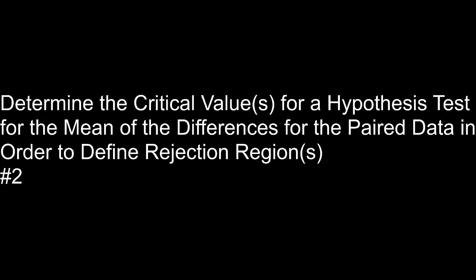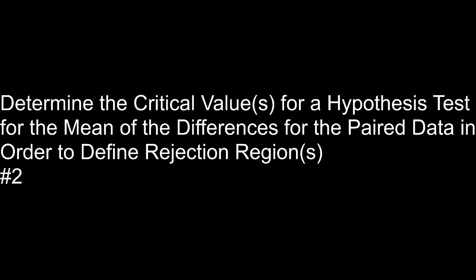This video is on the objective: determine the critical value, or critical values if it's a two-tailed test, for a hypothesis test for the mean of the differences for the paired data. This is in order to define rejection regions. Once you have those critical values, you'll be able to determine the rejection regions. This is the second video on this objective, so hopefully you watched the first one.